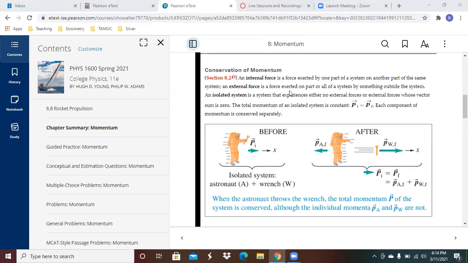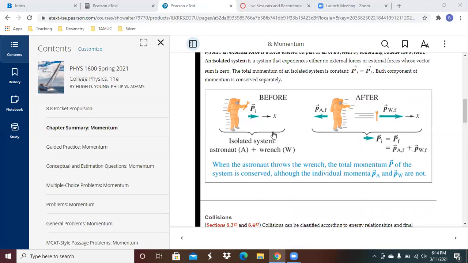So an external force is a force exerted on part or all of a system by something outside the system. An isolated system is a system that experiences either no external forces or external forces whose vector sum is 0. So the total momentum of an isolated system is going to be constant. In other words, the momentum you start with is the same as what you end with. And each component of momentum is conserved separately.